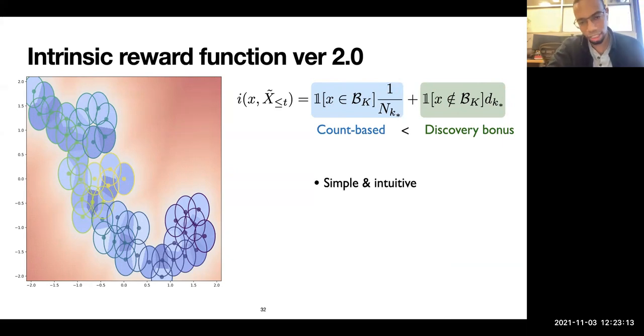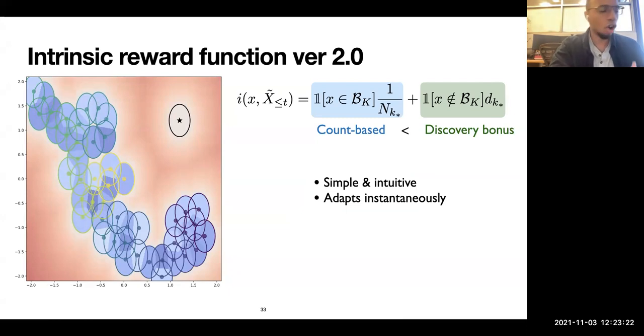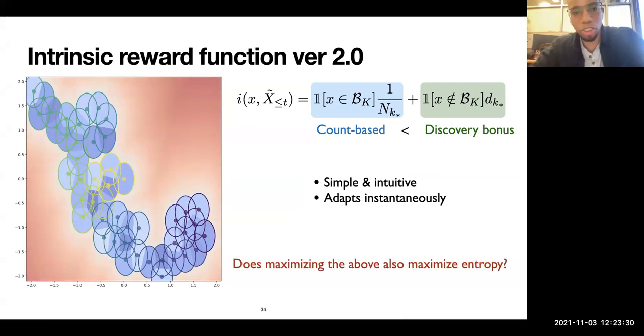And so again, this has a lot of nice properties. Again, it's pretty simple and intuitive, easy to compute. It also adapts instantaneously. So if the agent creates a new landmark, all we have to do is just include that landmark in our consolidated state history, and our reward landscape adapts instantaneously. But now, as we showed for version 1, you can show theoretically that maximizing that thing also corresponds to maximizing some form of entropy. So it would be nice if you can show the same thing for this one here.